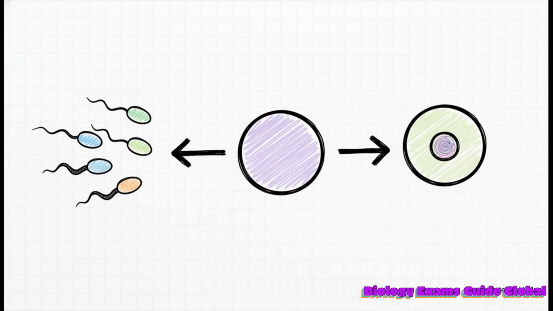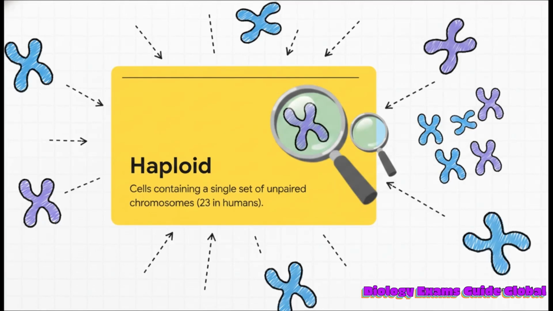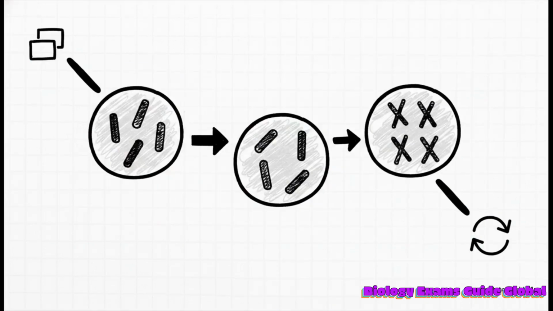Now, meiosis is a whole different ballgame. It's all about making unique sex cells. These cells, called gametes, are haploid. That just means they have half the chromosomes. Both start by copying their DNA, but how they handle it is where things get interesting.